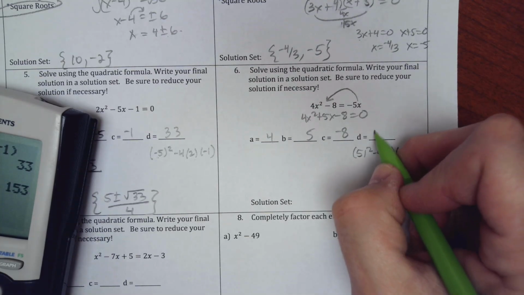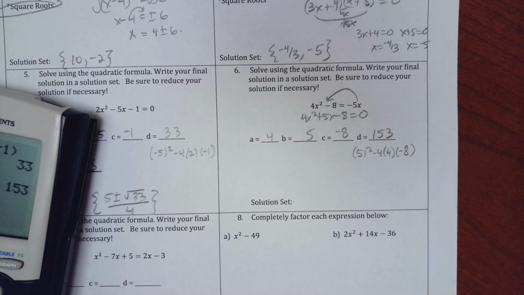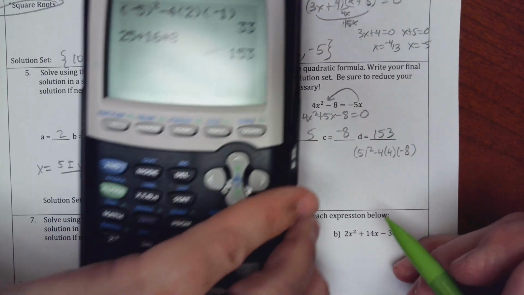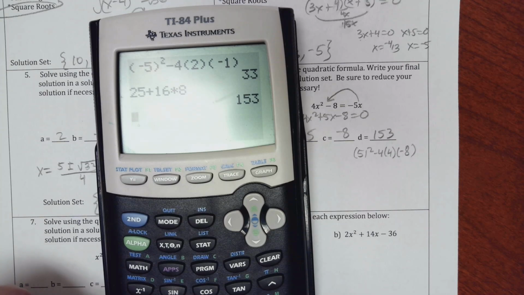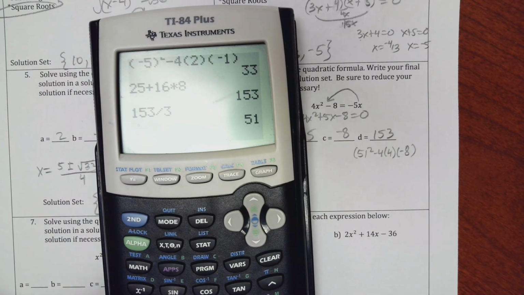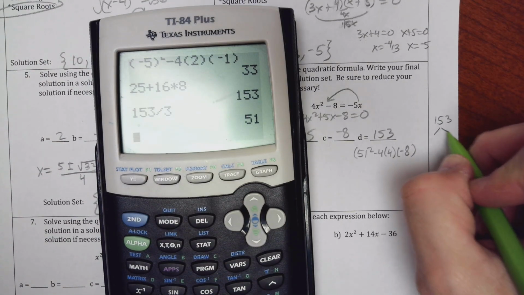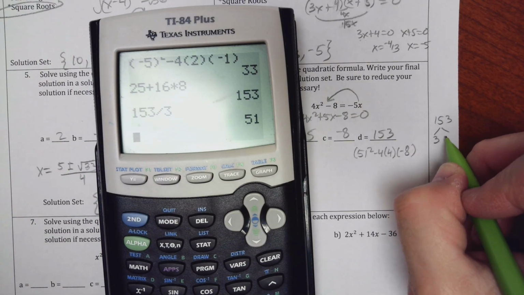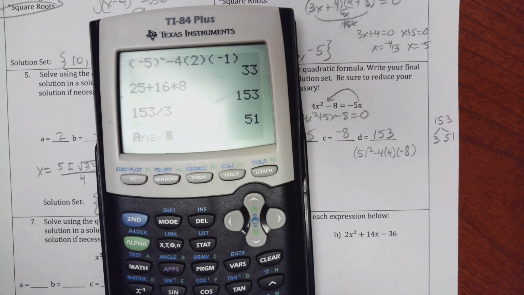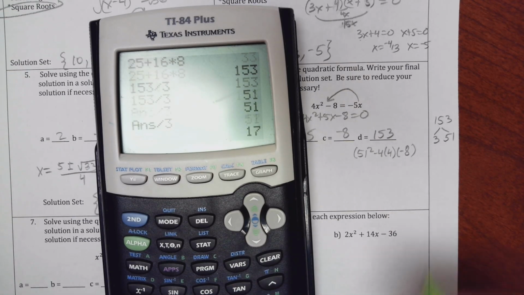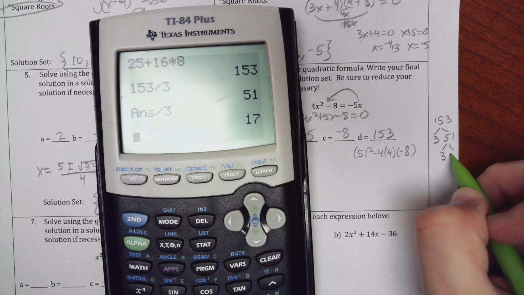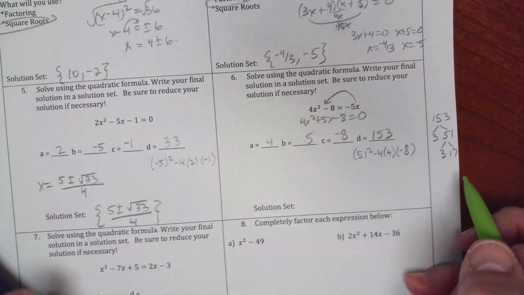So that becomes 153. Now 153 is prime. You could check it a little bit. 153 divided by 3. Oh, wait a minute, 51. It's not prime. Sorry about that. So 153 divides by 3. It makes 51. 51 divides by 3 again. It makes 17. So I can bring 3 out.